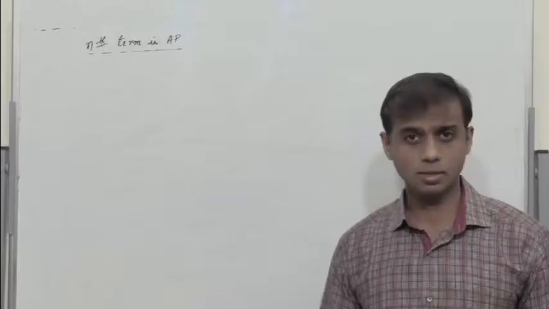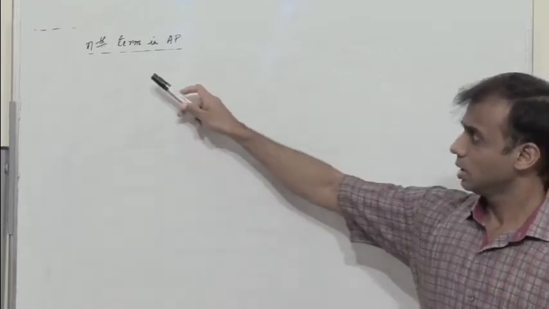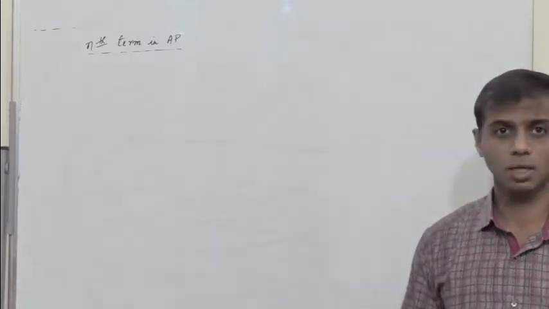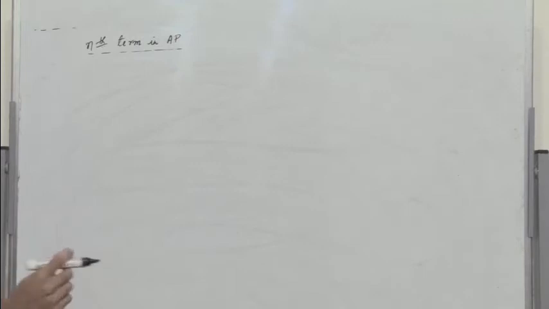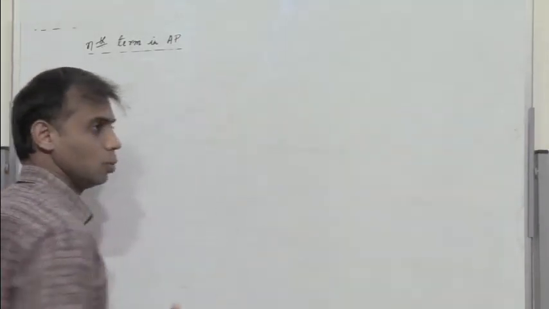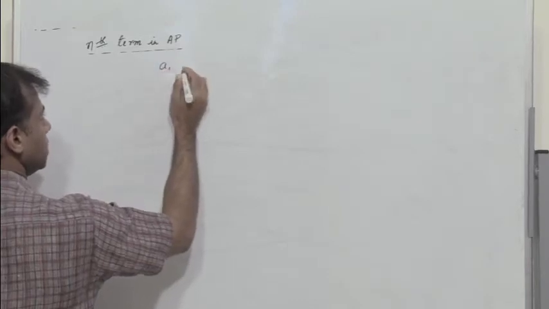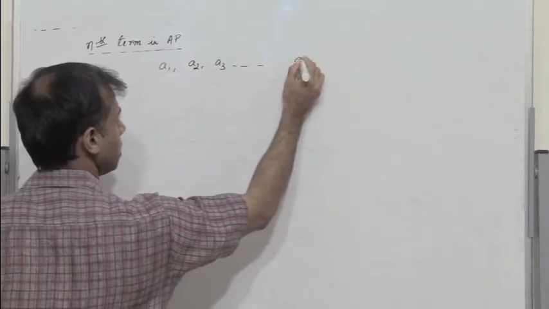Moving ahead with the next exercise in arithmetic progressions. Here we will try to get the formula for the nth term in an arithmetic progression. Now to find the expression for the nth term, let us consider a sequence of numbers which are in AP. So let us have the first term, which is A1, A2, A3 and so on up to AN.